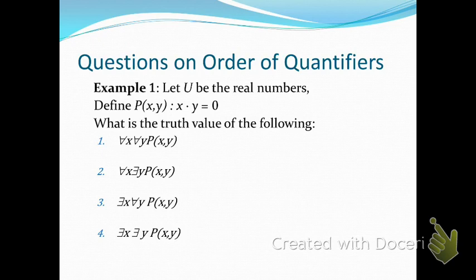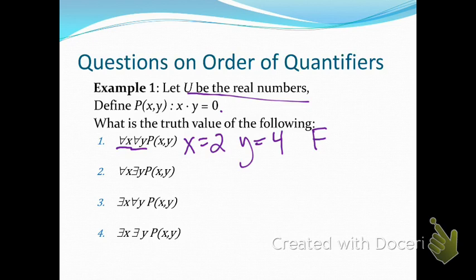If U is all real numbers and P of x, y is defined as x times y is equal to 0, what would the truth value of for all x, for all y be? What would this mean? That means for all x, any y I choose would make it equal 0. If I choose x to be 2, then I can choose y to be 4, and we see we have a pair that will make this false. So this statement is false.